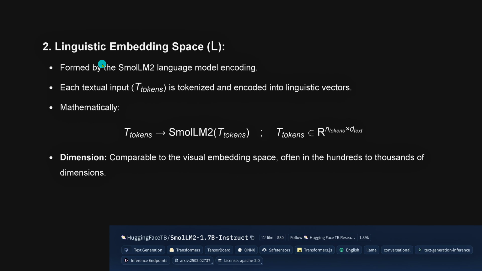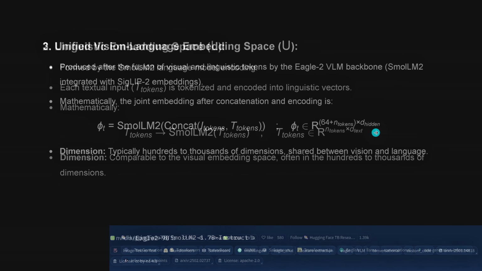Second, of course, our language, the linguistic embedding space. No? Here we have SmolLM2 language model encoding. And so here on Hugging Face, the 1.7B instruct model. So each textual input is tokenized and encoded into linguistic vectors. You know this. The dimension? It's about the same as the visual embedding space, often in the hundreds to thousands of dimensions, normally less than 40,000, about 25,000 might be a good indicator.